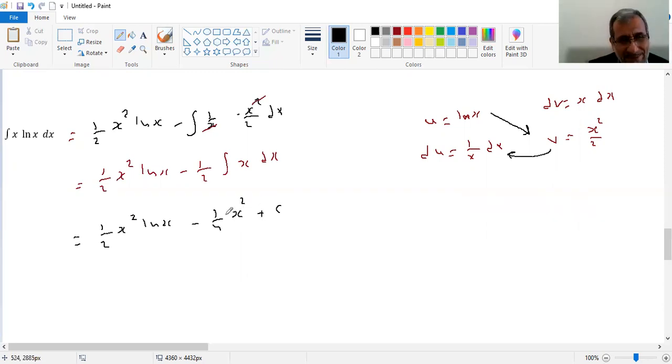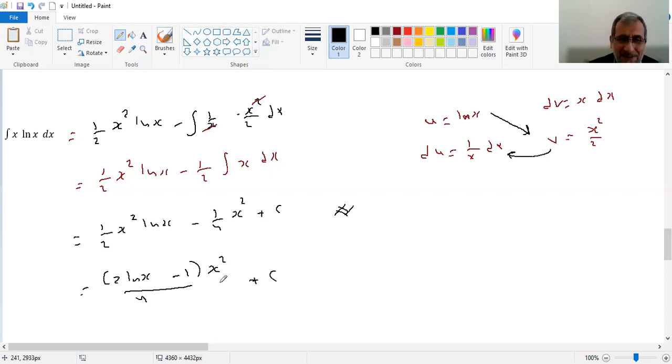This one can be simplified. How can it be simplified? I can take x squared as a common factor, and I can write it in this way. Here, because 2 by 2, 2 ln x minus 1, all over 4, multiplied by x squared, in this way can be written. Plus c. Why? Because this is the solution, but it can be simplified.